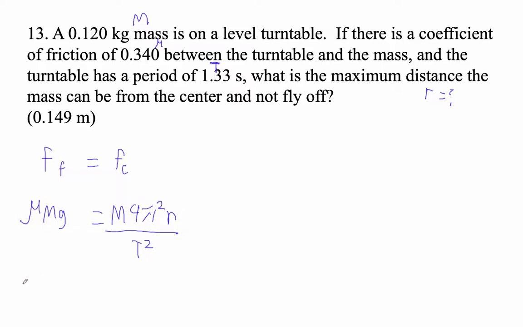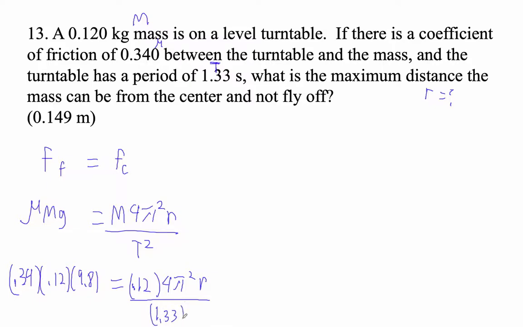So let's plug in what we got. Coefficient of friction is 0.34, right? 0.12 is our mass. 9.8 is still 9.8. And then that equals 0.12 times 4 pi squared times r. What's our radius? Oh, we're trying to solve for radius, right? And then T squared is 1.33 squared.